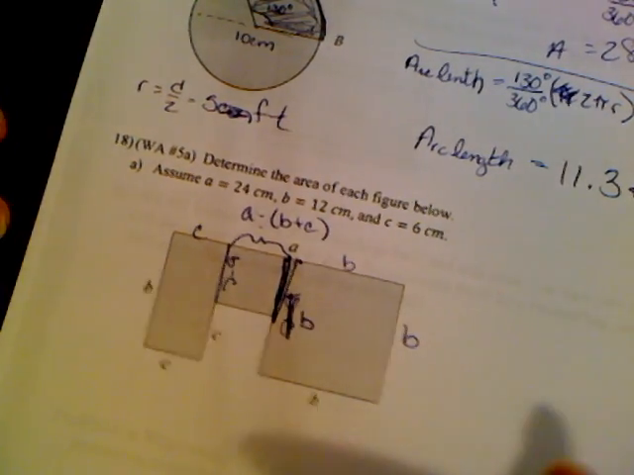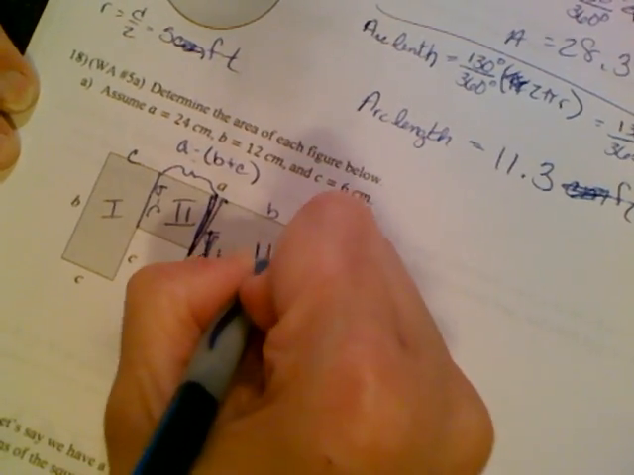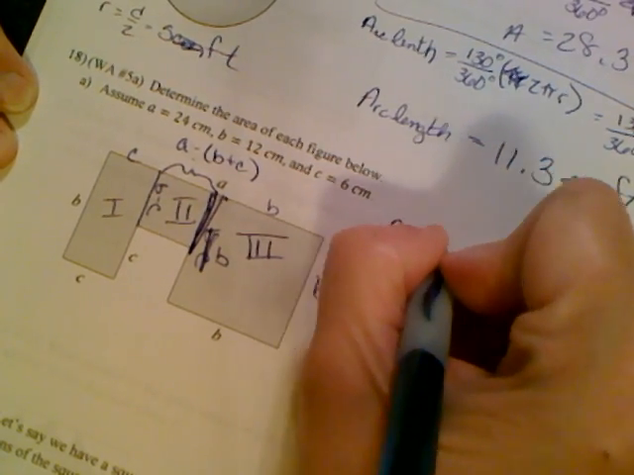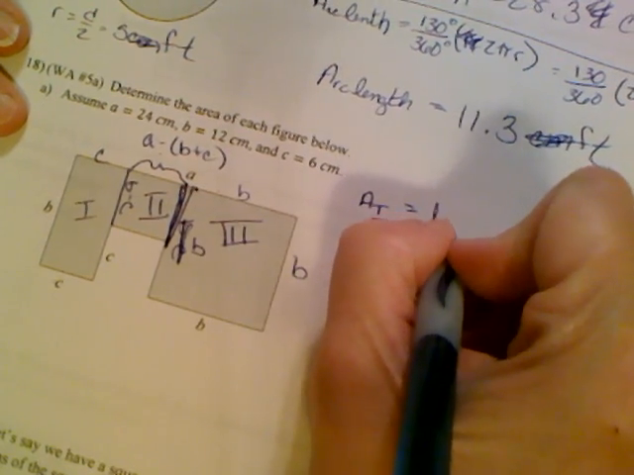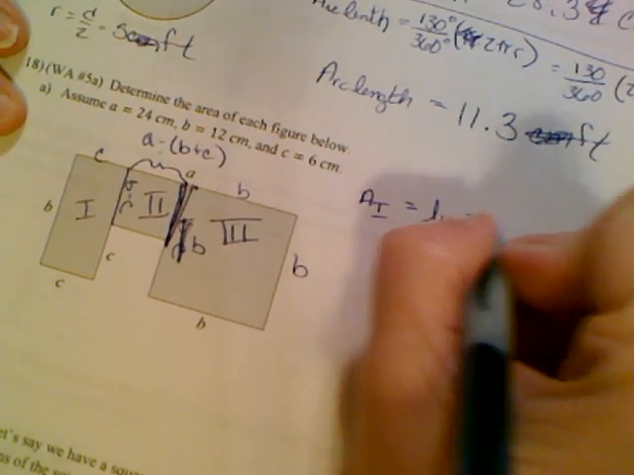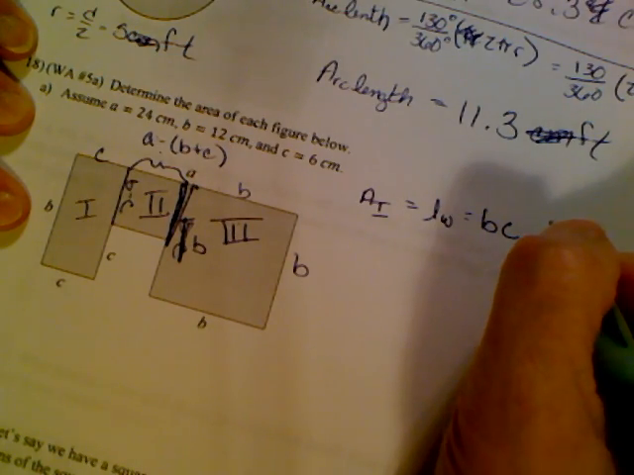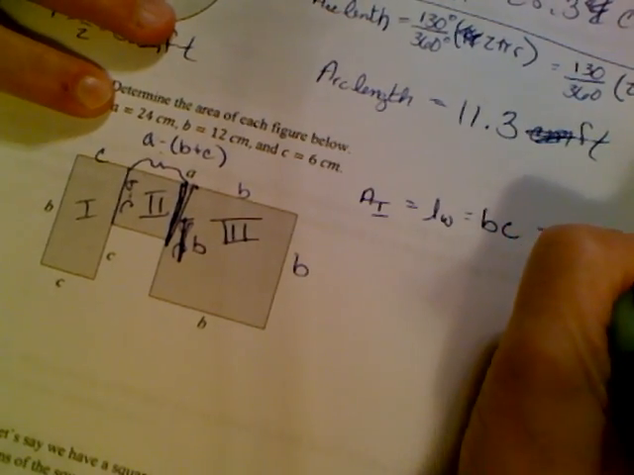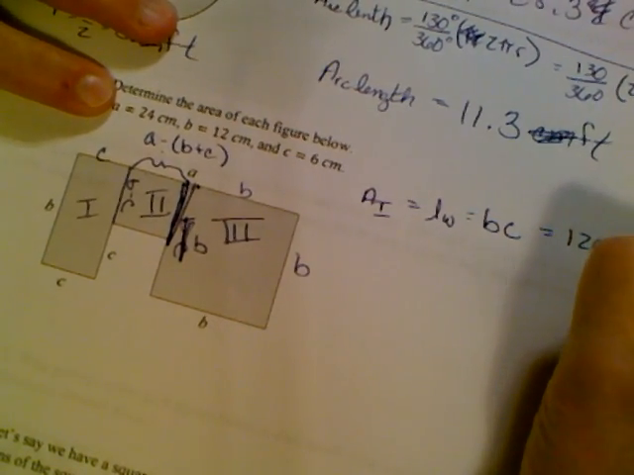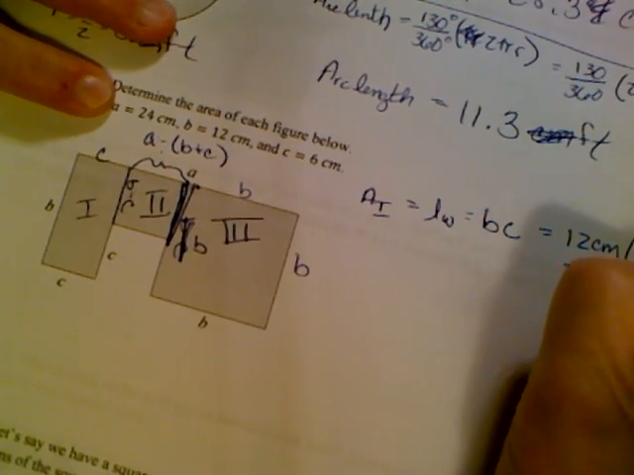Okay? So if I call this 1, this 2, and this 3, then the area of 1 equals, it's a rectangle, length times width, so it's going to be BC, which is going to be 12 centimeters times 6 centimeters. So that is 72 centimeters squared.